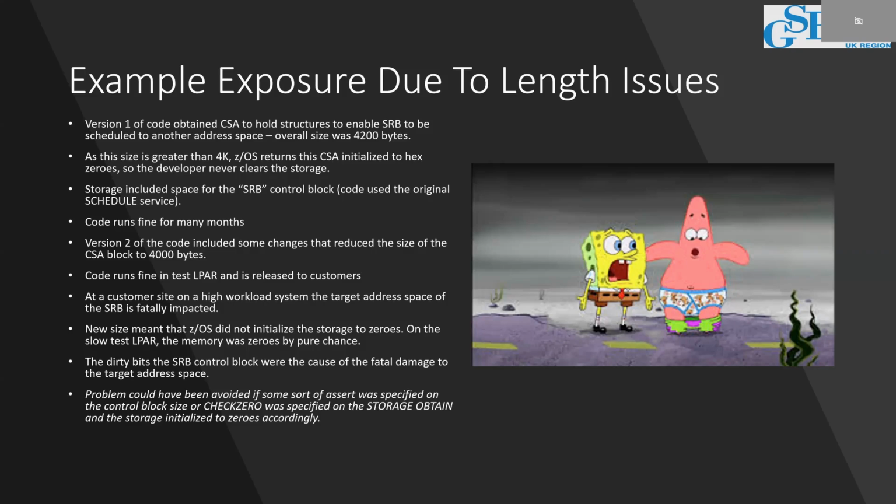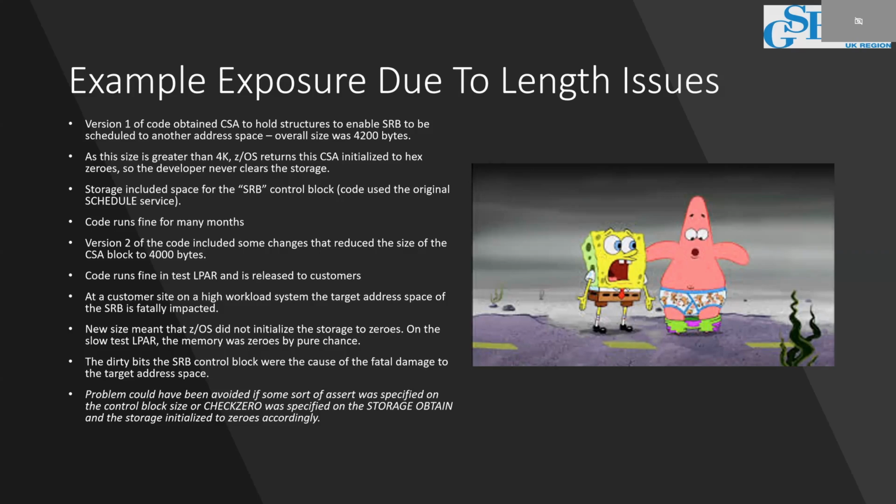What had actually happened under the covers was that the new smaller size meant z/OS did not initialize the storage to zeros on a busy system, and it just so happened that one of the bytes that had been initialized to zero was inside this SRB control block, and it meant something that was disastrous. So the dirty bits caused fatal damage to the target address space. And it just so happened to be, as I said, a production online multi-user address space. And the reason I know this is that I was the developer, and this was back in my 20s.